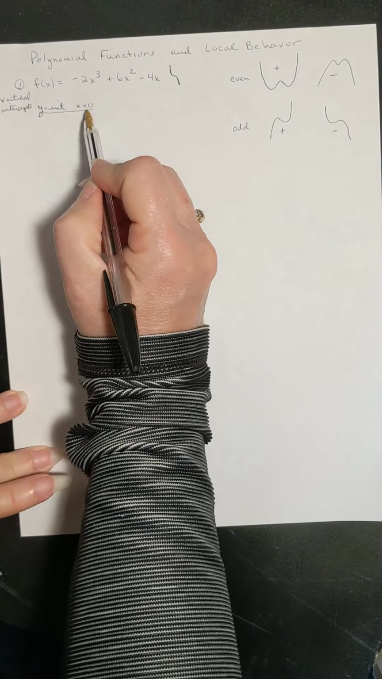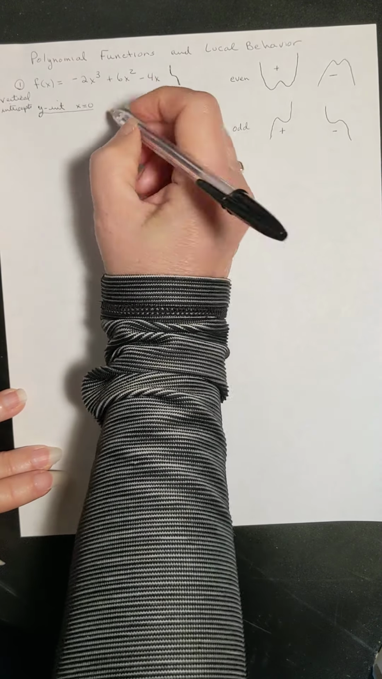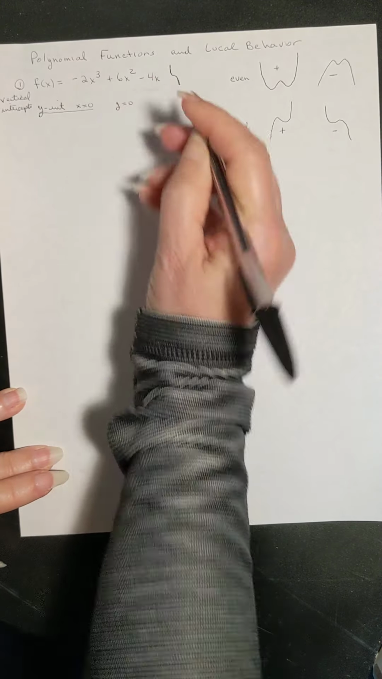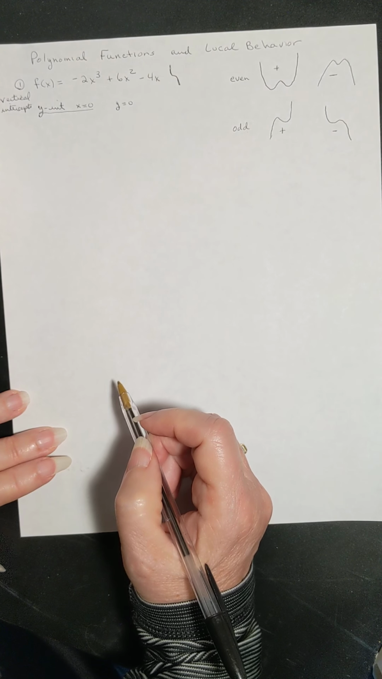So if I let x equal 0, 0 cubed would be 0 times -2, still 0. 0 squared is 0, so times 6, still 0. And then 4 times 0 is 0. So 0 plus 0 plus 0. So my y-intercept is going to be 0. And notice here that there is no constant term. There's no number by itself. And so anytime you have that, your y-intercept is going to be 0.